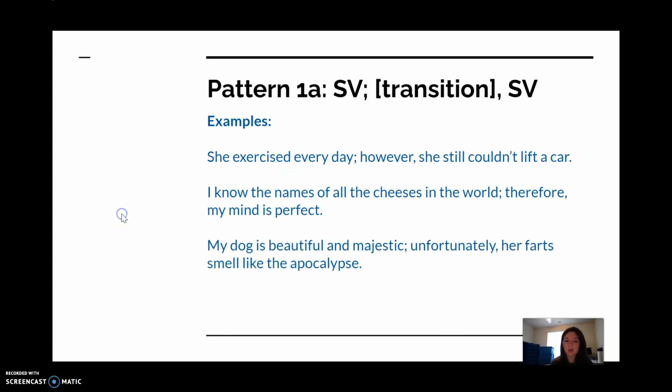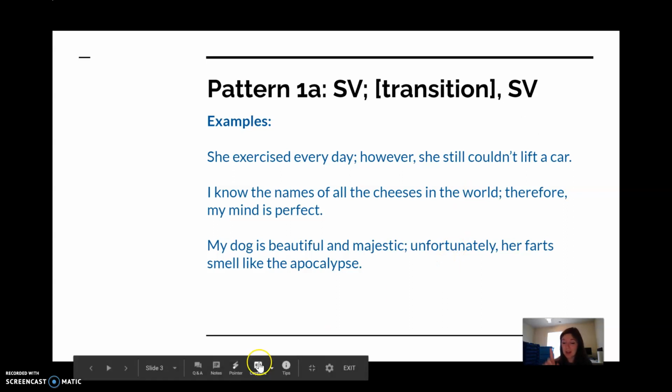All right, so that's our first pattern. Let's take a look at our second pattern. So we have subject verb, semicolon, a transition word, a comma, and then a subject verb. This is probably one of my favorite sentence structures because it's so useful. You probably see me use this sentence structure in our directions all the time because I love it so much.